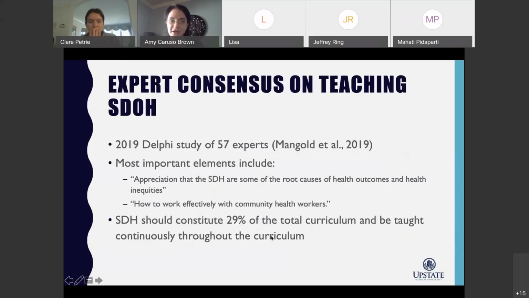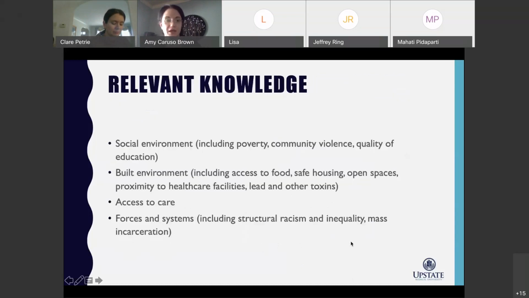There are some expert guidelines on teaching social determinants of health that cut across preclinical and clinical. So I just wanted to call attention to this study, and to say that it's not that there's no literature on this, but it does seem to be much less common in the clinical years. And one of the interesting things that came out is this idea that SDH should constitute about a third of the total curriculum and be taught continuously throughout the curriculum.